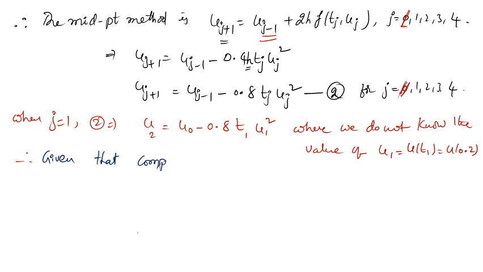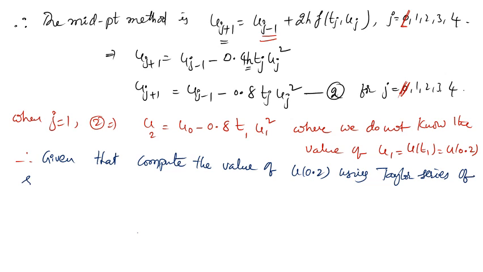Given that, compute the value of u of 0.2 using Taylor series. Of what order? Of second order. Taylor series of second order. That is, what is the Taylor series formula?